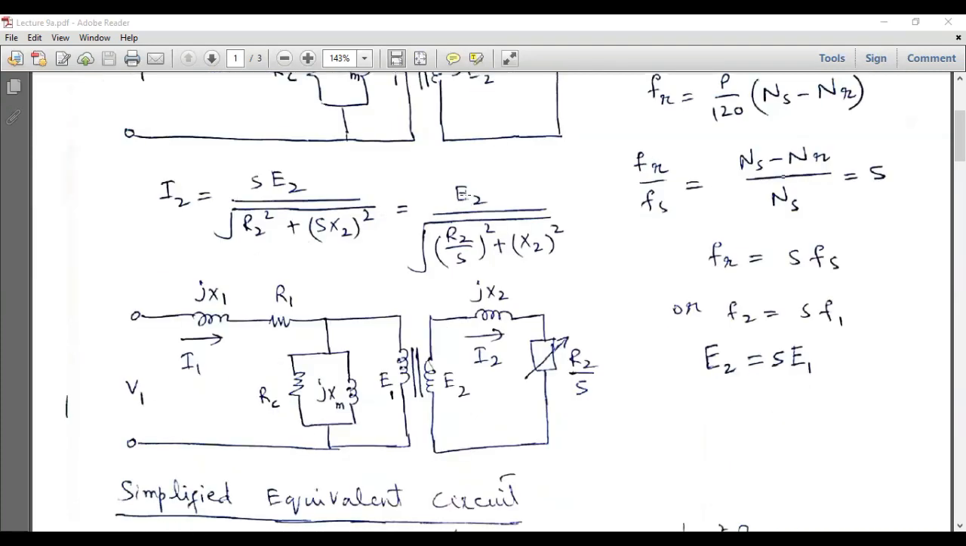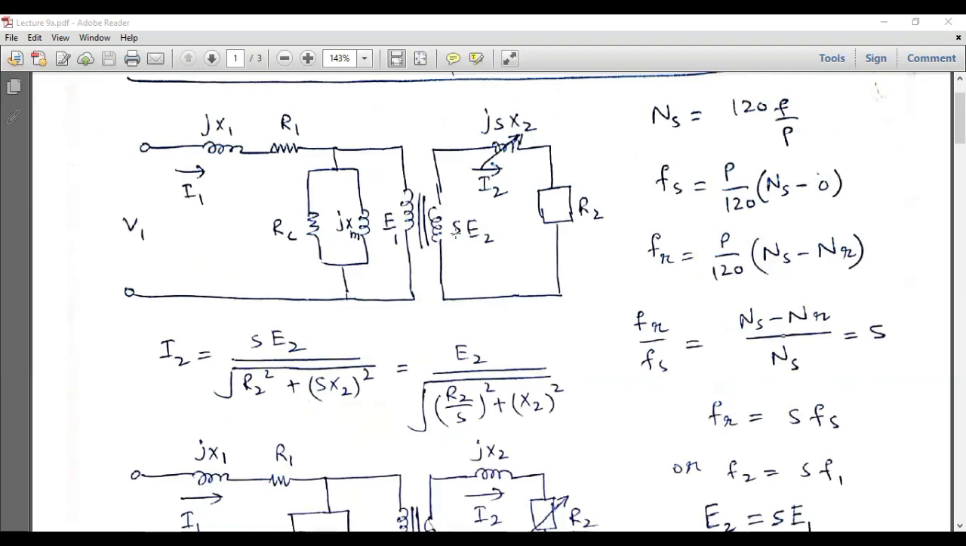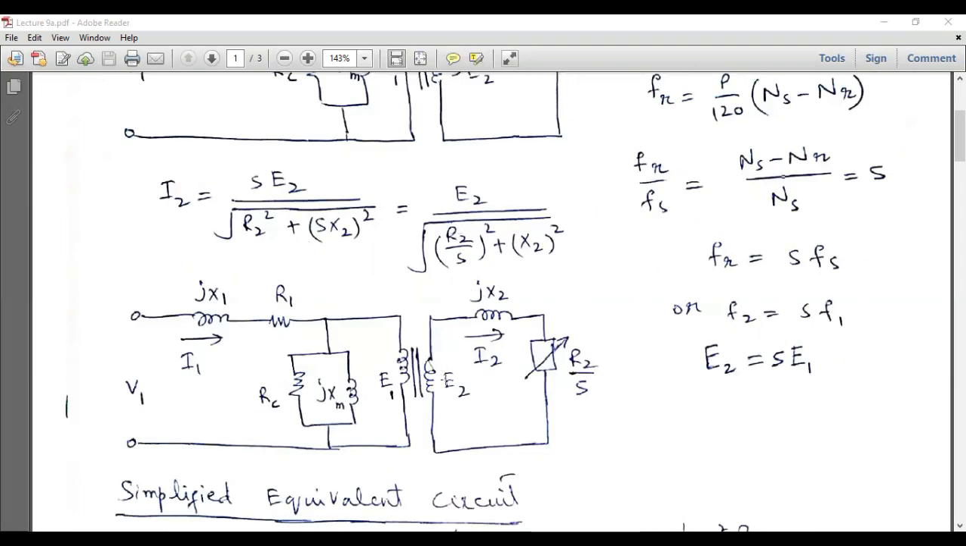Based on this expression, we have to modify our equivalent circuit of the induction motor, and it will become like this. It will become jX2, this E2, which was previously SE2, will become E2, and it is written over here, and R2 will be replaced with R2 over S. Now, since slip is a variable quantity, we have to put a variable resistance mark over here.